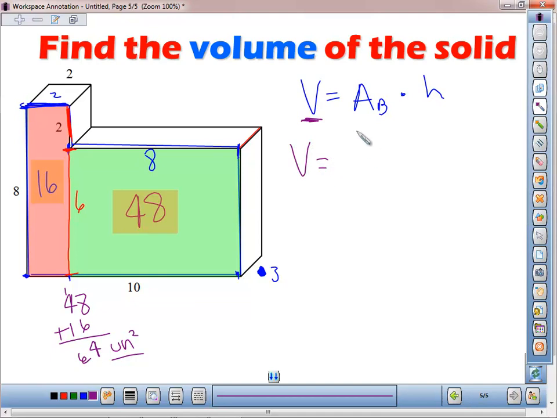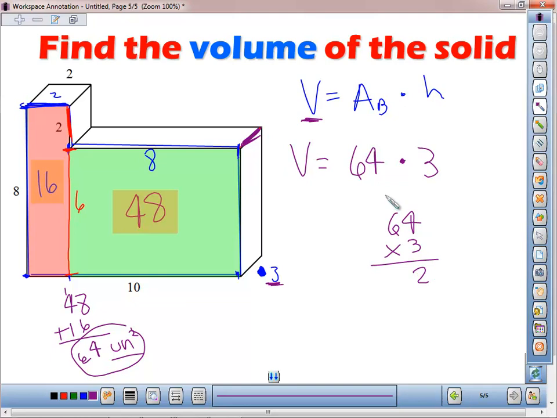So what does volume equal? The area of the base. Well, didn't I just work that out? It's 64 times the height, which is my distance between my two matching bases. It's kind of like we're going to stack up this L-shaped figure over the course of how many units? 3. 64 times 3. Alright, let's work out 64 times 3 and we'll have our answer. 3 times 4 is 12, carry my 1, 18 plus 1 more is 19. The volume of this prism is 192, and it would be what? Units cubed. There is our answer.